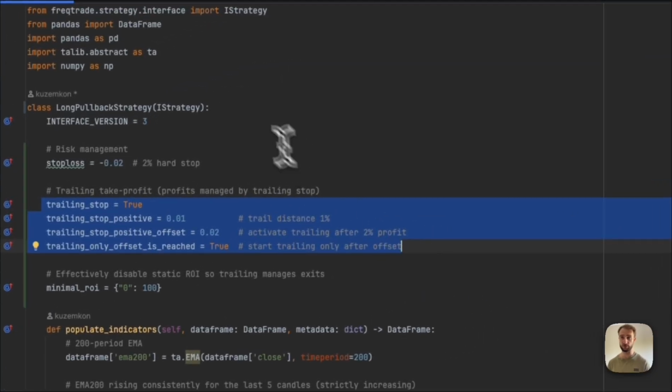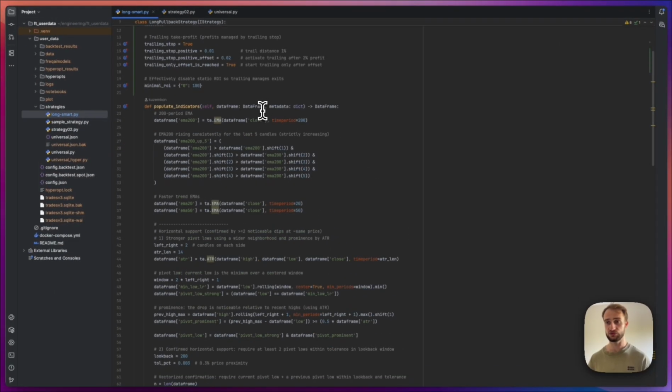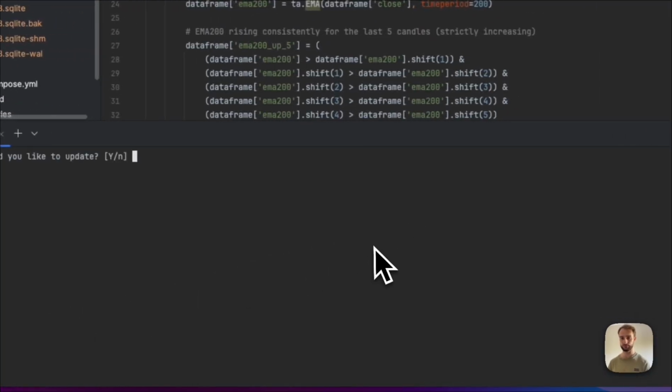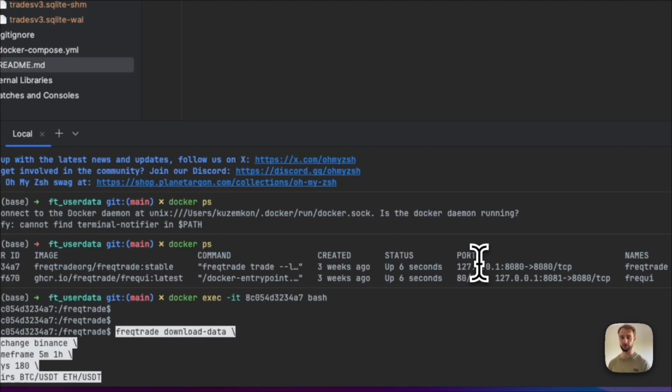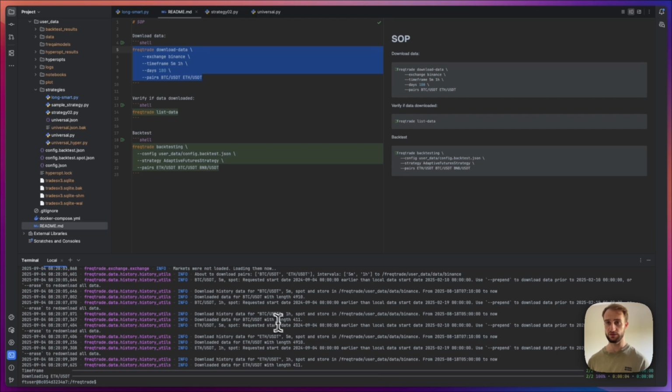This is the first version of this strategy. And what I want to do is backtest it right now to see how reliable it is. So let's do it right now. I'll go ahead and download the data for spot for the last 180 days. Let's do it for the last year, if it will allow me. Okay, great. I downloaded the data.